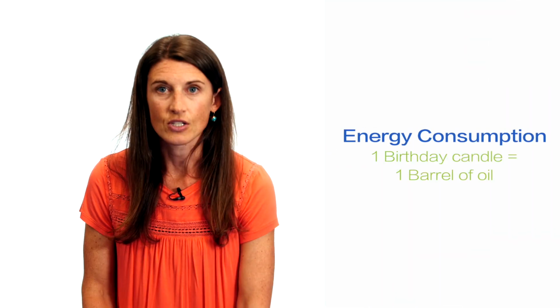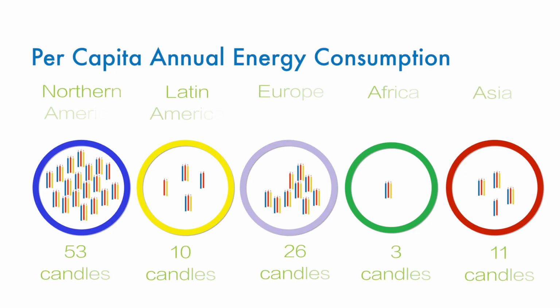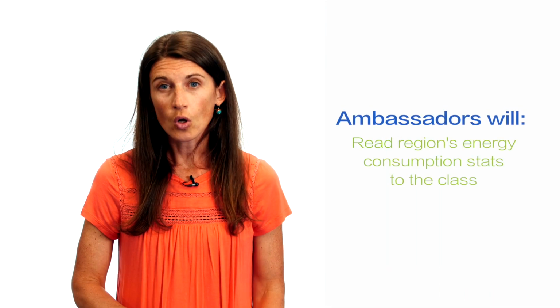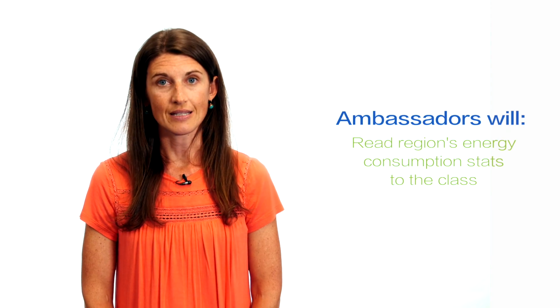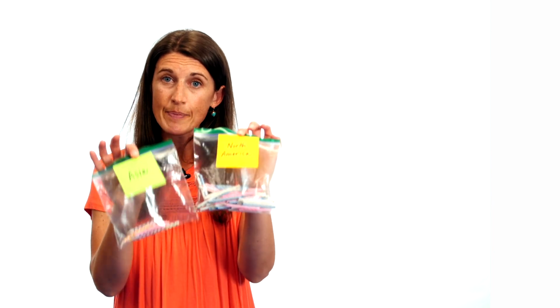In this last section, students use the props that you gathered at the beginning to visually represent data for energy consumption and wealth. First, let's look at energy consumption stats. Explain to students that each birthday candle illustrates 1 barrel of oil and represents the amount of energy consumed by each individual in a year. Ask each ambassador in turn to hold up their baggie full of birthday candles and read their region's per capita annual energy consumption. Students will immediately notice vast differences in per capita energy consumption around the world.